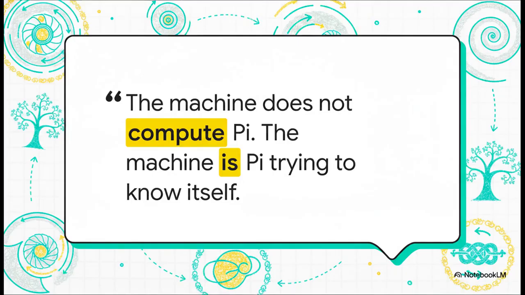I mean, just let that sink in for a second. The machine doesn't have pi stored in some secret memory vault. It's not running an approximation algorithm. The math simply reflects the absolute perfect balance of this closed circular system.